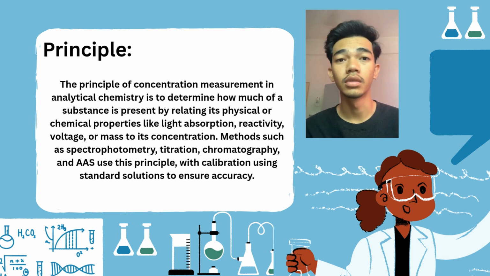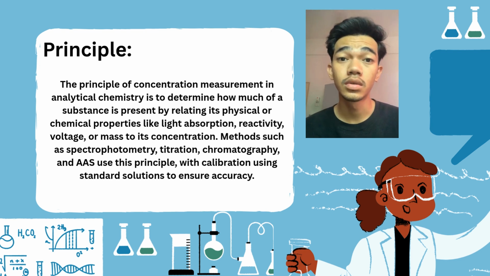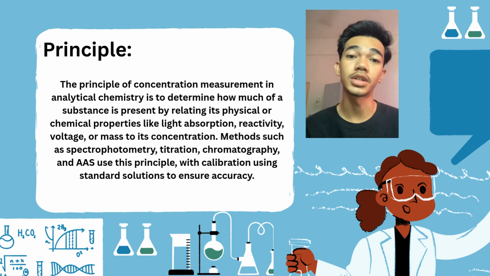Today, I would like to talk about the principle of concentration. The principle of concentration measurement in analytical chemistry is to determine how much of a substance is present by relating its physical or chemical properties like absorption, reactivity, voltage or mass to its concentration. Methods such as spectrophotometry, titration, chromatography, and AAS use this principle, with calibration using standard solution to ensure accuracy.